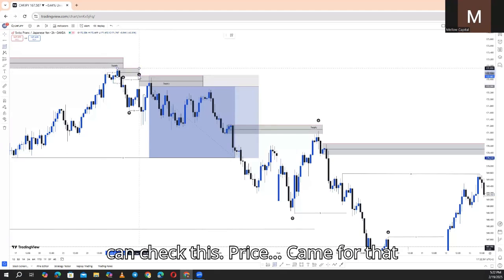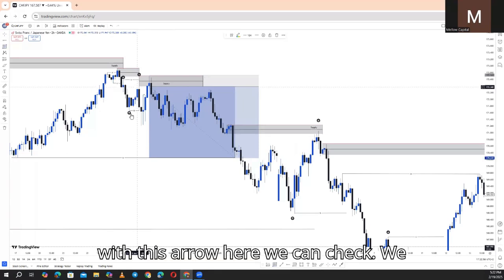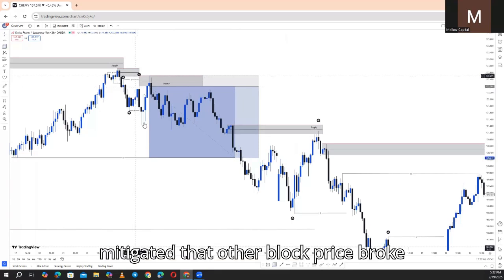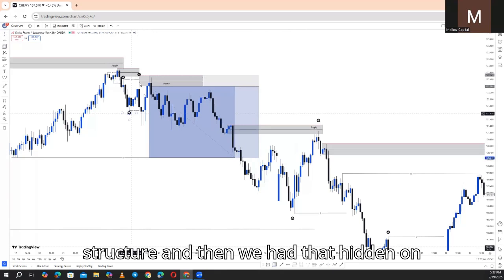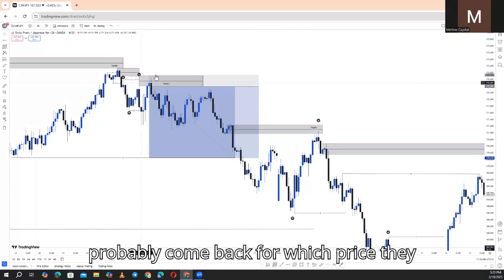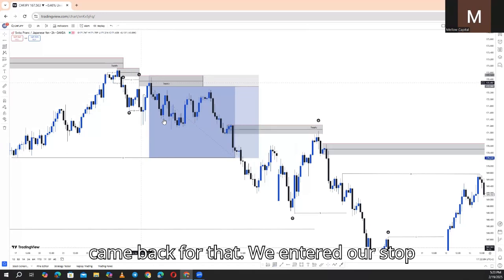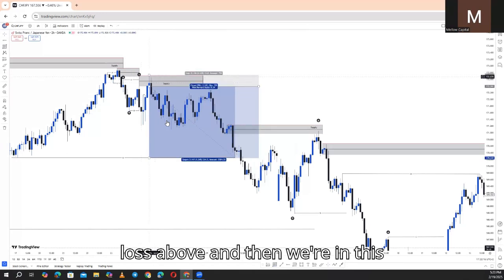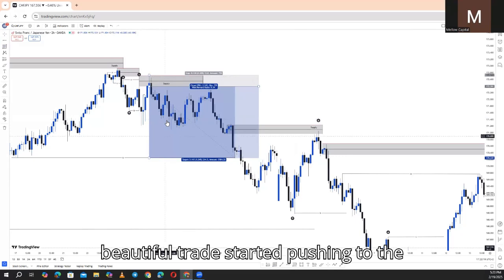Price came for that order block with this wick here, with this arrow here. You can check, we mitigated that order block. Price broke structure, and then we had that hidden order block that we knew price would most probably come back for, which price did. It came back for that. We entered, our stop loss above, and then we're in this beautiful trade, started pushing to the downside.